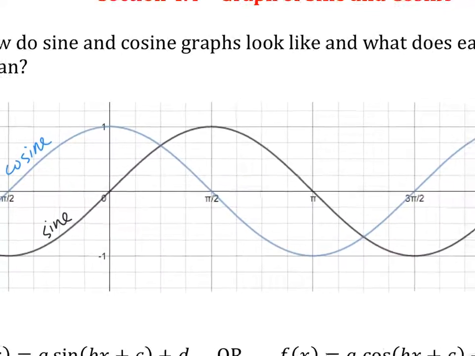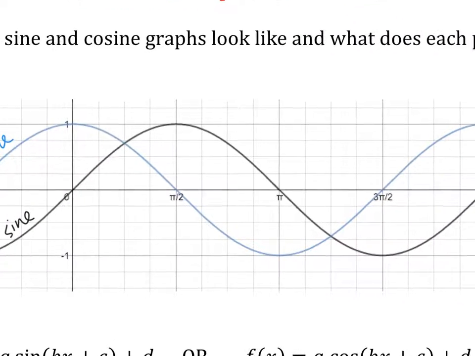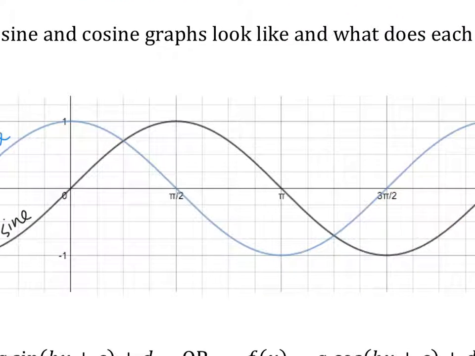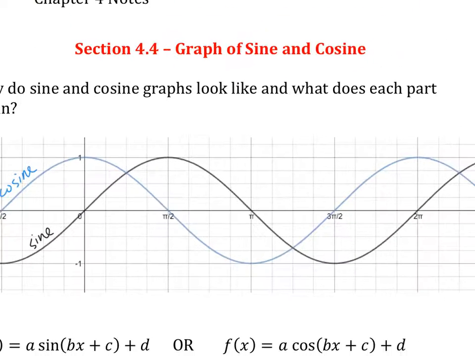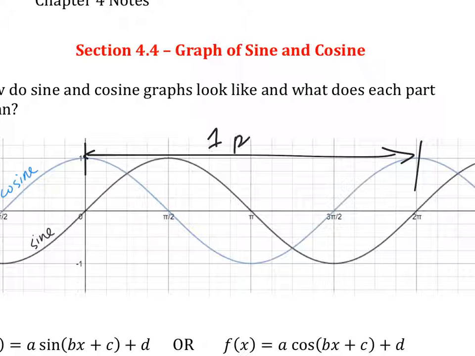What is the period of this graph? Pi? 2 pi. Why is it 2 pi? Yeah, it repeats itself every 2 pi. Or you can see that the highest point here and the highest point here differ by 2 pi. So this is one period. Period is how long it takes for it to repeat itself.